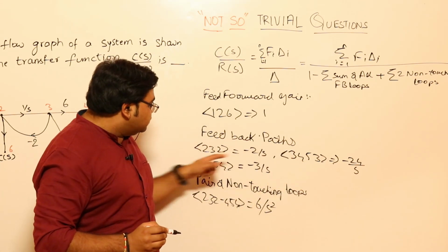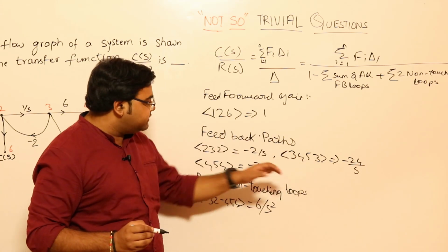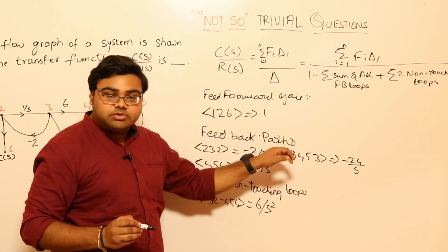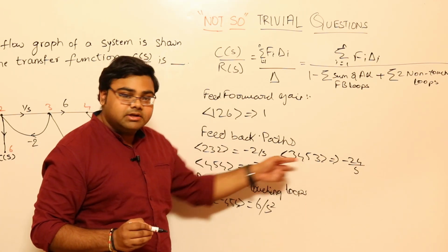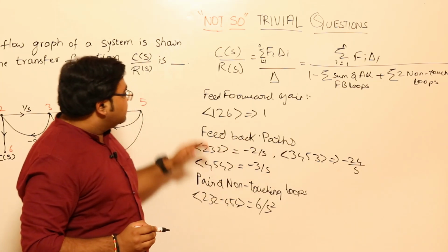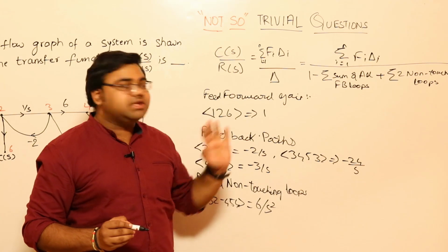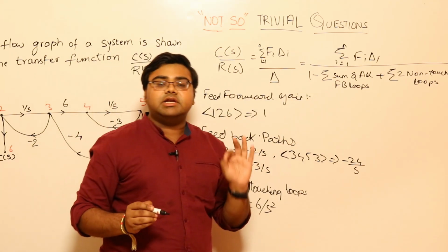If you see 2, 3, 2 and 3, 4, 5, 3, the 3 node is matching, because of which these two are touching. Once again, if by chance you see 4, 5, 4 and 3, 4, 5, 3, these two are again touching because 4 and 5 are common between them. Alright, so all of these components are ready with us. All we have to do is plug it into that particular formula and evaluate the final answer.